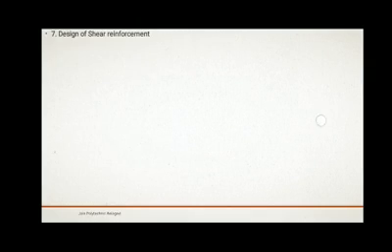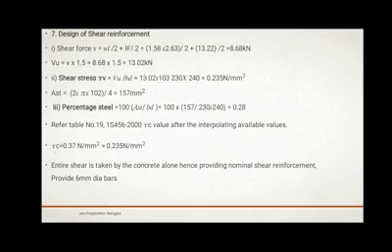Now design of shear reinforcement. Shear force V is equal to WL by 2 plus W by 2. Substituting the values in the equation, we get 8.68, that is shear force. Now ultimate shear, multiplying the value of shear into 1.5, we get 13.02. Now shear stress tau is equal to VU by BD. VU we know, B we know, D we know. So substituting we get 0.235 Newton per mm square. Therefore AST is equal to 157 mm square.